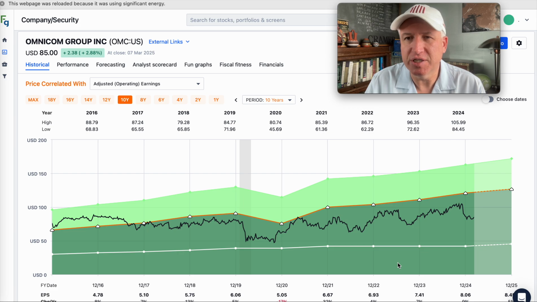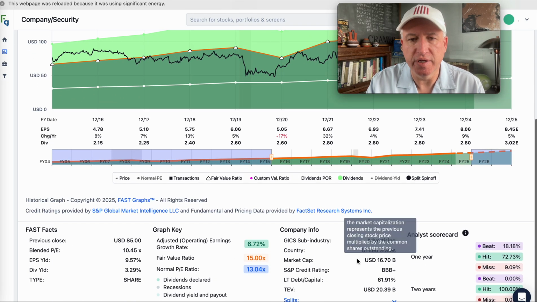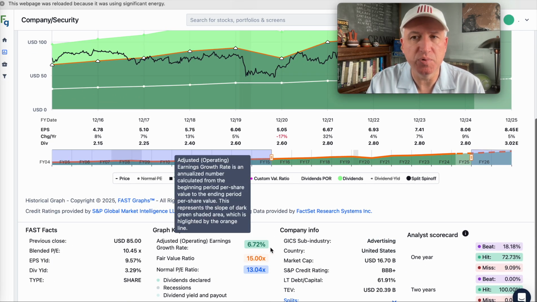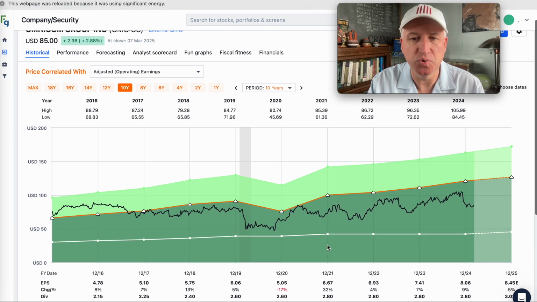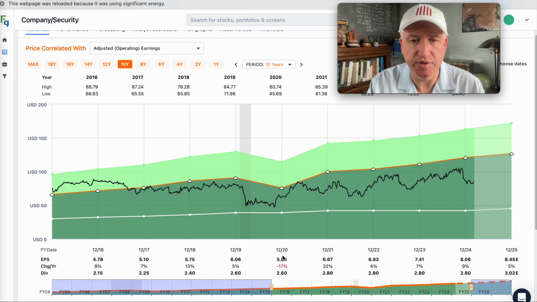But you can see that it's not quite as enticing, like a 16 PE, okay, with the initial earnings growth right here, which is at 6.72%, isn't too bad, honestly, for a mature business. But I'm going to show you here in a second that that's not a very accurate number. For one, it doesn't include this downturn. Now, that wasn't their fault, but they had this larger earnings growth that kind of made up for it the next year.